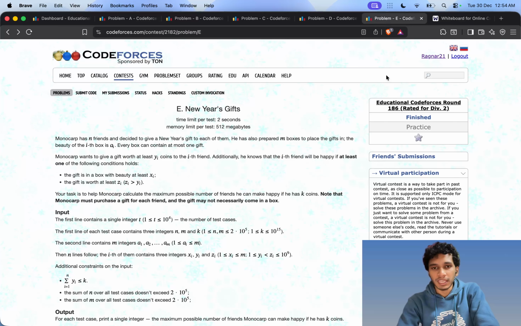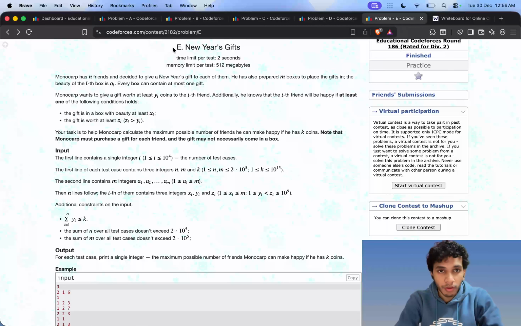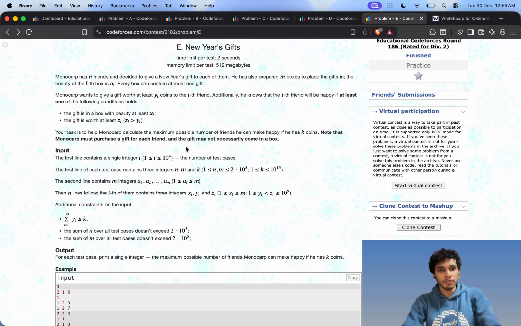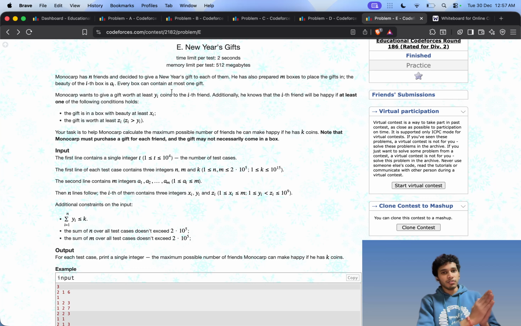Let's move to problem E now. Okay, so let's move forward with the discussion of problem E. Monocarp has n friends and decided to give a New Year gift to each of them. He has also prepared n boxes to place the gifts in. The beauty of the ith box is a_i. Every box contains at most one gift. Monocarp wants to gift worth at least y_i coins to the ith friend. Alright, here it means that at least y_i coins will be given. Apart from that, other conditions can be there.